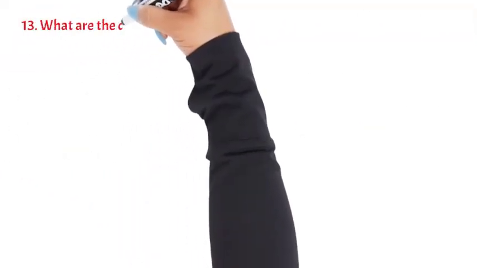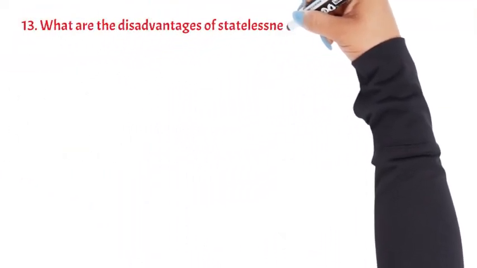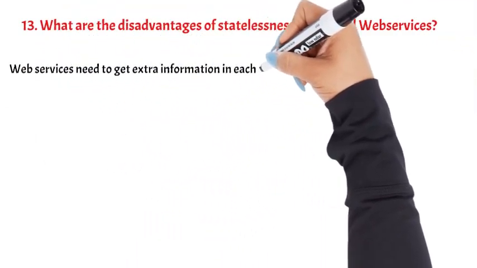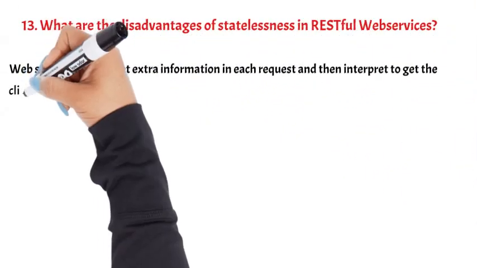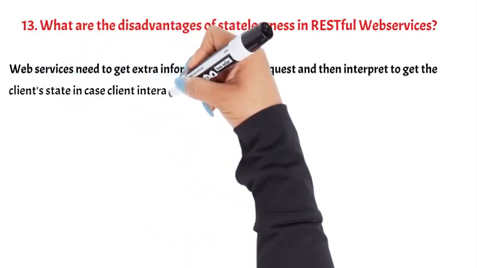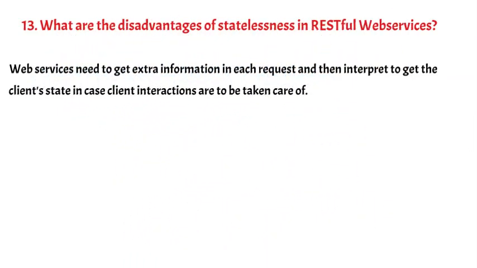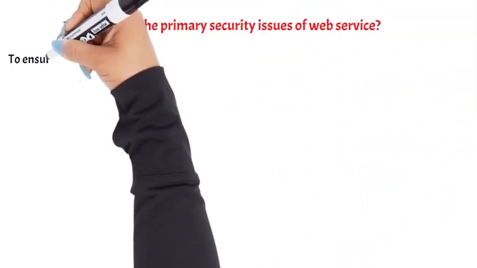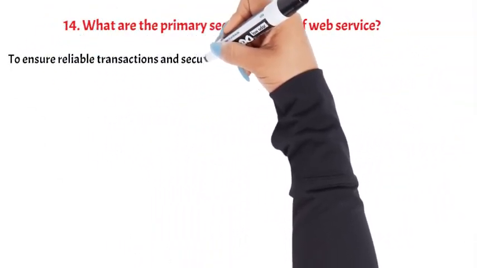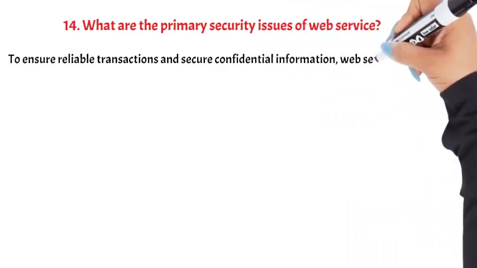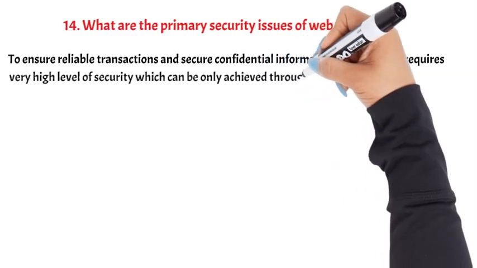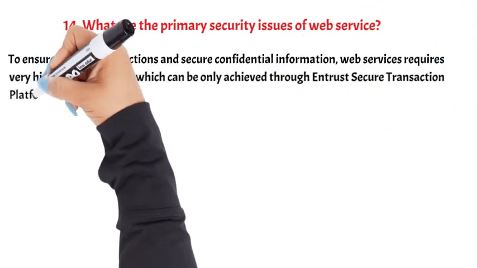13. What are the disadvantages of statelessness in RESTful web services? Web services need to get extra information in each request and then interpret it to get the client's state in case client interactions are to be taken care of. 14. What are the primary security issues of web service? To ensure reliable transactions and secure confidential information, web services require a very high level of security which can only be achieved through Entrust Secure Transaction Platform.